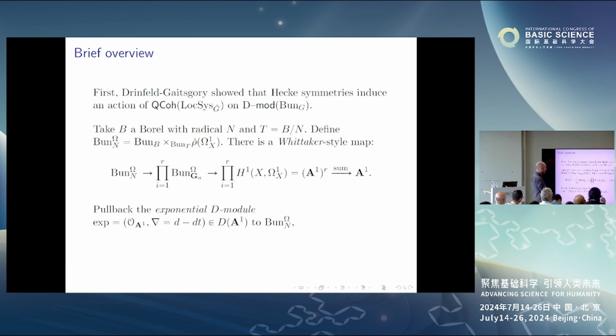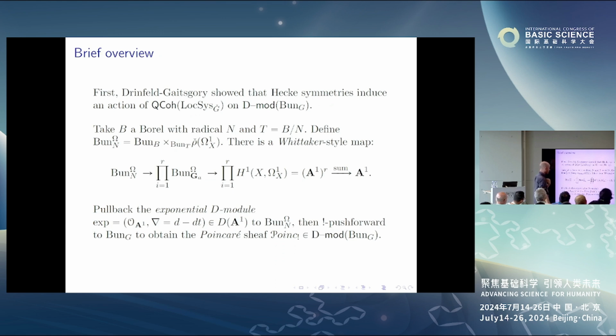So I take this exponential local system, I pull it back to this Bun_N^omega, and then I take some kind of push forward down to Bun_G. This gives something called the Poincare sheaf, which I call Poinc shriek, and it's some D-module on Bun_G. So it's some explicit construction. This is an analog of the Dirac delta in abelian Fourier theory.